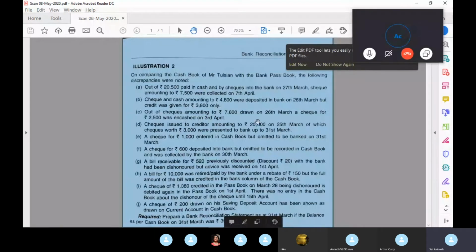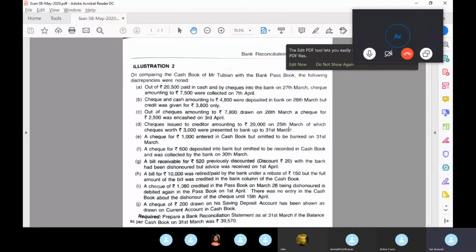Checks issued to creditors amounting to 20,000 on 25th March, of which checks worth 3,000 were presented up to 31st March, which means 17,000 rupees worth of checks, that's 20,000 minus 3,000, were not yet presented. So we would have reduced the bank balance in our books, but the bank would not have paid that money to somebody because they haven't asked for it yet.